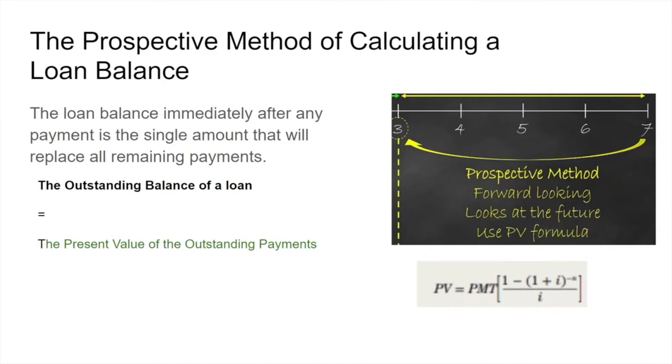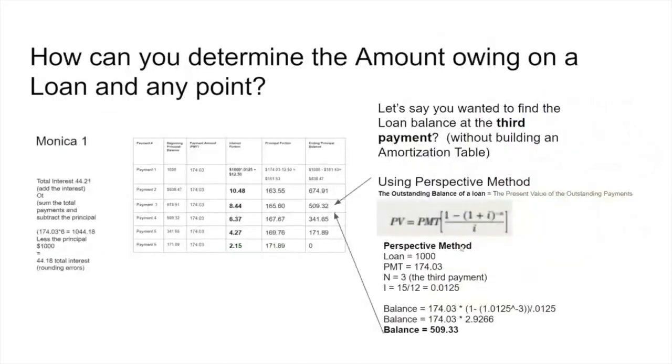In this case, for example, Monica has paid 3 years of her payments. She has 2 more to do. So if we take the present value of those future payments, we should come up with how much is owing on the loan. So effectively, we take the present value equals PMT(1 - (1 + i)^-n)/i. So let's do the math of that. Again, we've got our loan of $1,000.